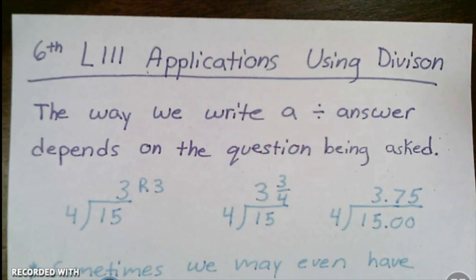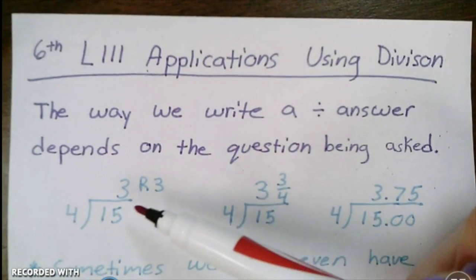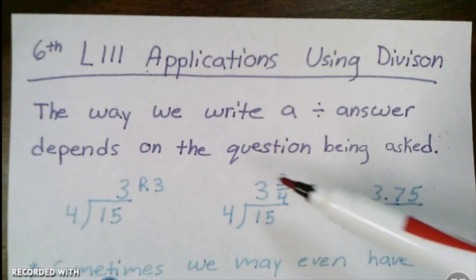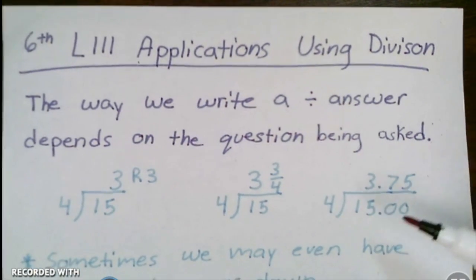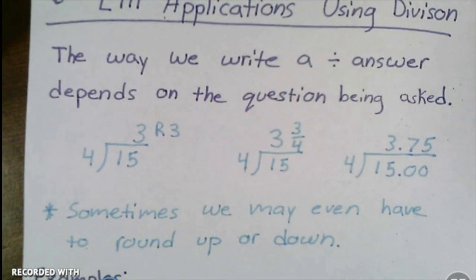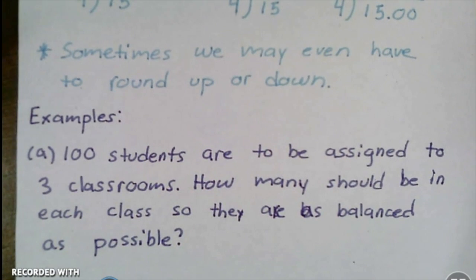So the way that we write a division answer depends on the question being asked. Sometimes we might write our answer with a remainder, like 3 remainder 3, or sometimes we might make it into a mixed number, sometimes a decimal, and even sometimes we might have to round up or down, like in some of the cases we've looked at recently with objects where it wouldn't make sense to have half of a person. So we would have to round it up or down, depending on what the question's asking. So today we're going to be looking at some examples and figuring out which way we should write our answer.